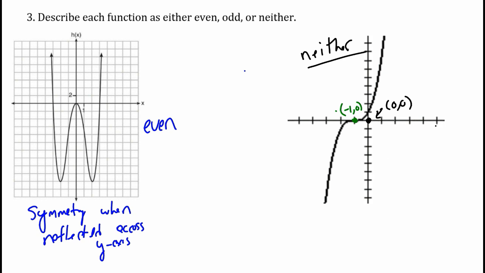So that's all it is. Can I reflect it across the y-axis, or can I rotate it 180 degrees about the origin? If it's one of those, it's even or odd respectively. If not, it's neither. This is gonna follow us all year. We're gonna practice it all year. Just wanted to introduce it in this lesson here. We return to our work with just working with polynomial functions for the rest of the unit.